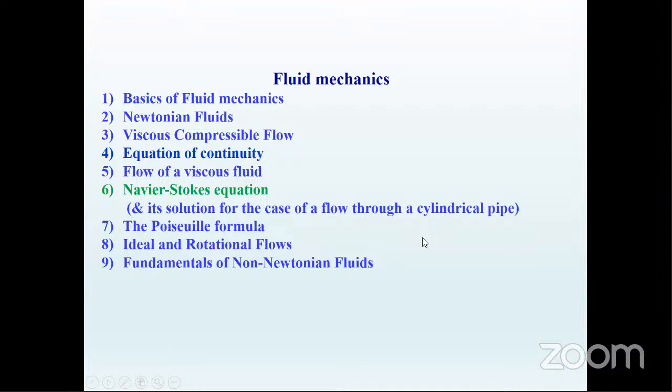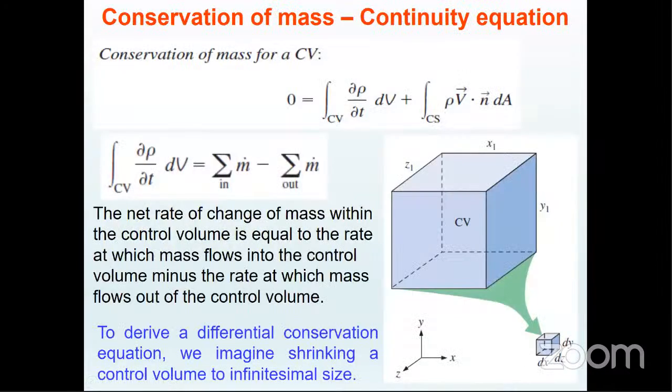Last class, we discussed the preamble for the Navier-Stokes equation. Conservation of mass should hold: mass is neither created nor destroyed. That gives us the continuity equation. So you have seen the integral over a control volume of the rate of change, ∂ρ/∂t, dV, plus the surface integral of ρ v · dA, must be equal to 0. Means mass should neither be created nor destroyed.